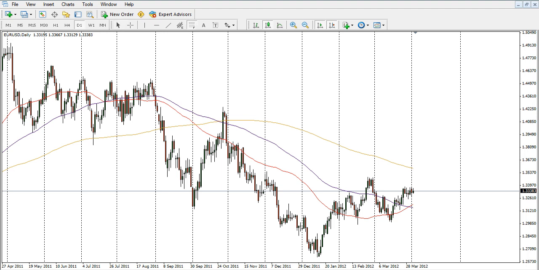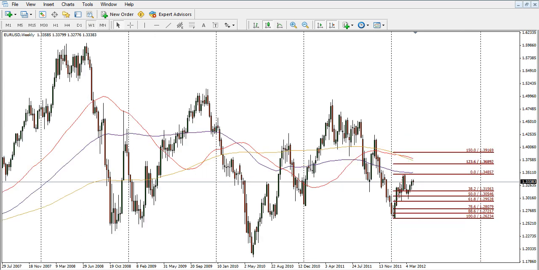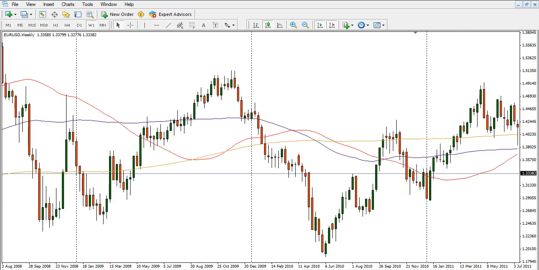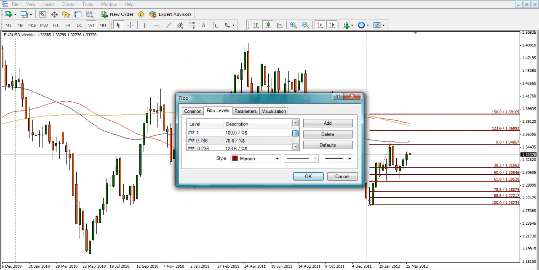If we switch it to the daily, I'll draw it from the daily, then go back to the weekly. You can see it much clearer here. We've spoken about this for the last few weeks. So I'm just going to get rid of this 38.2. I don't know why it's up there. I don't use that.